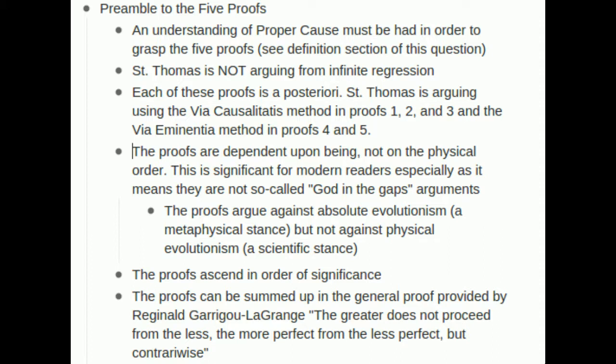An understanding of proper cause must be had in order to grasp the 5 proofs. We already did that. St. Thomas is not arguing from infinite regression. All right. Remember at the Treatise of the One God, we talked about via causalitatis, via eminentia. So for proofs 1, 2, and 3, St. Thomas is using the method of via causalitatis. Via eminentia will come in proofs 4 and 5.